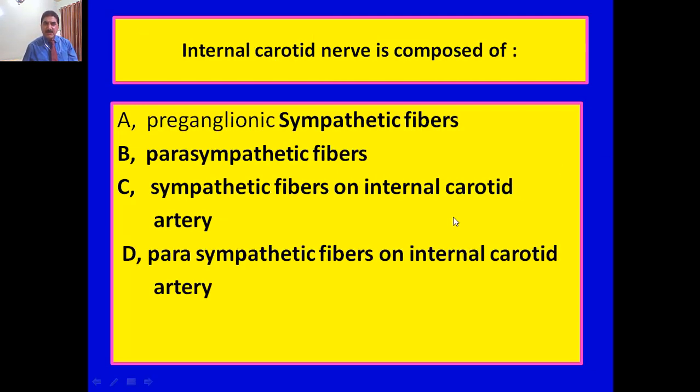The internal carotid nerve is composed of preganglionic sympathetic fibers, parasympathetic fibers. C is sympathetic fibers on the internal carotid artery. D is parasympathetic fibers on the internal carotid artery. The correct answer is sympathetic fibers on the internal carotid artery. Here I want to mention that everywhere in the body, sympathetics go with the blood vessels. The internal carotid nerve is basically a plexus of sympathetic fibers from the superior cervical ganglion, which accompany the internal carotid artery.